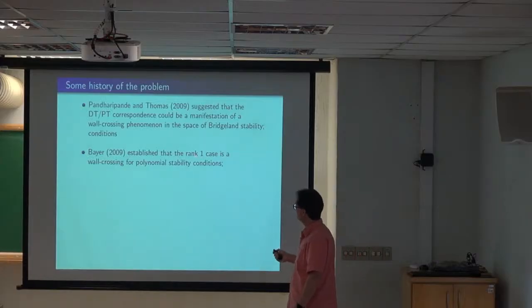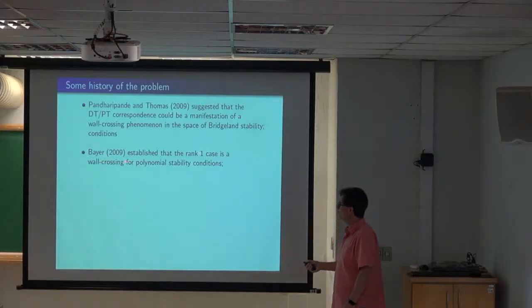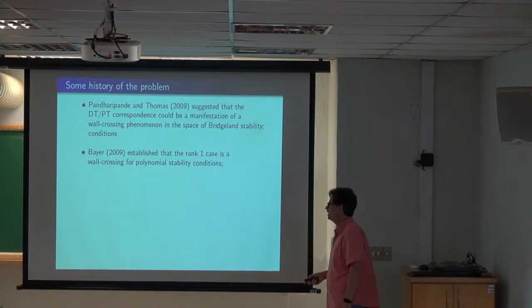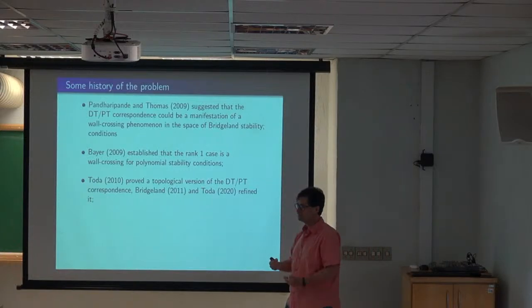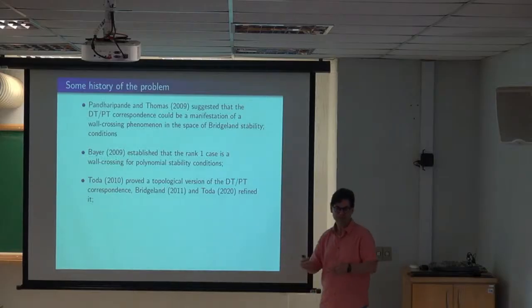So Bayer established the rank 1 case as a wall crossing in polynomial stability conditions, with a slightly different version of polynomial stability conditions. And all these people, Pandharipande and Thomas, Bayer and Toda, Bridgeland, they're all interested in these DT-PT invariants, how these two ways of counting curves count the same thing, right?